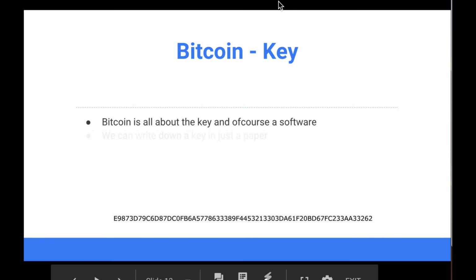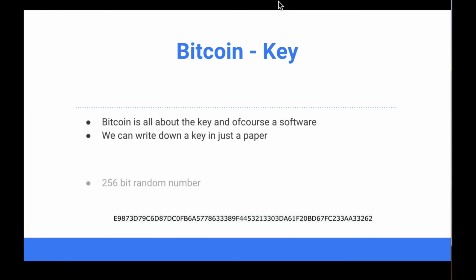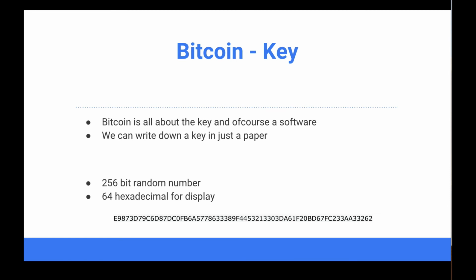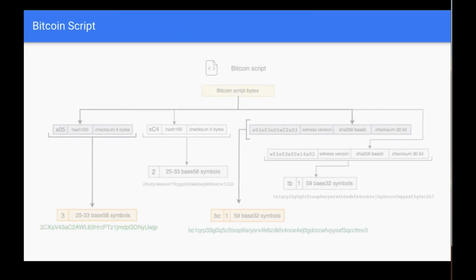So what are Bitcoin keys? Of course, it's just a key. It's software and we can write it down on paper, but normally it's very long. It's a 256-bit random number. For display purposes, we use 64 hexadecimal characters, just like shown over here. Now we will be slightly technical about how it is generated, but we don't have to understand all those parts. It's just for overview. So here is the script.